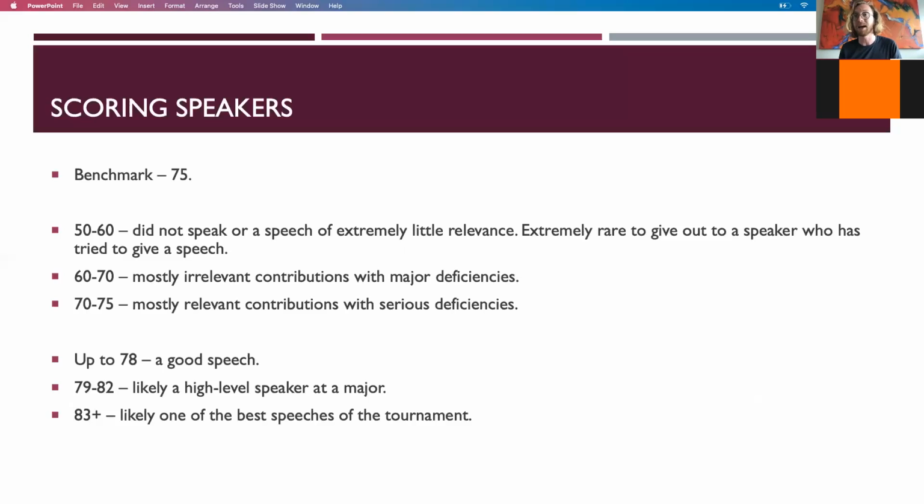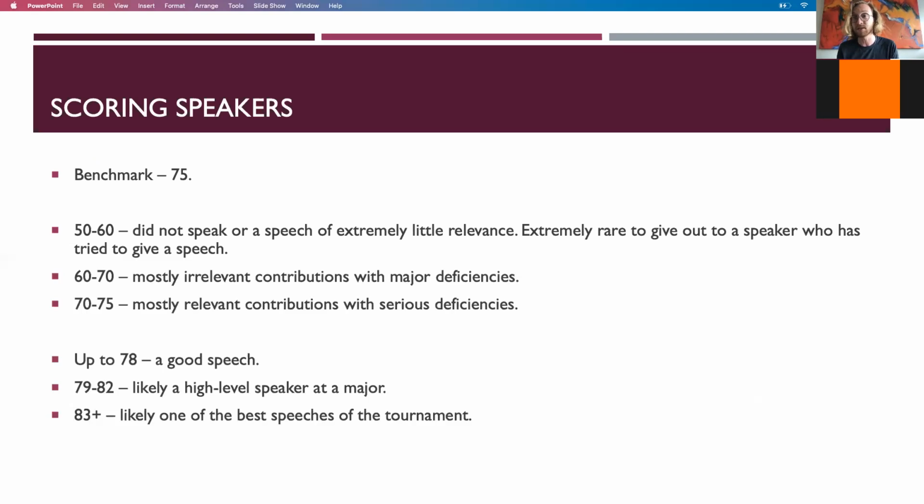When you get up to a 75 to 78, those are good speeches, above the average quality for this tournament. From a 79 to 82 is likely a high-level speaker at a major. If someone is getting an 82, and they get 82s consistently throughout the tournament, they could potentially be best speaker of WUDC or of ABP. So if someone is consistently turning out high-level scores, they're likely one of the top-level speakers at this major.